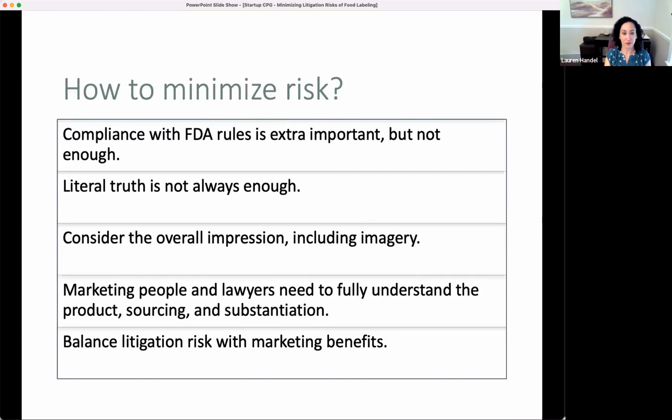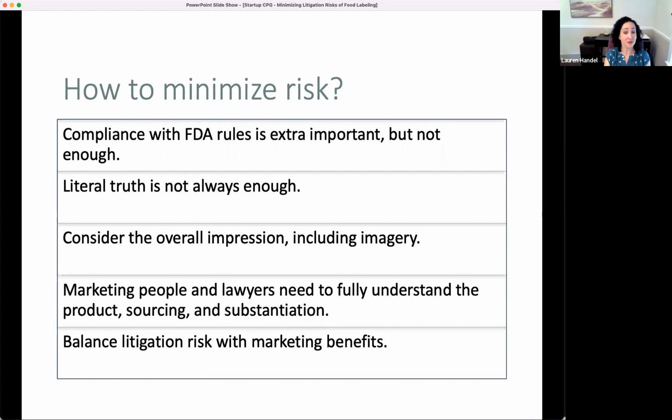So to put this in a nutshell, how can you minimize risk? As I mentioned, compliance with the rules is important. It's extra important these days because you're more likely to face enforcement from plaintiffs' lawyers than from regulators. And they really study the FDA regulations, and a lot of these lawsuits involve really technical, nitpicky violations of FDA regulations that the agency itself probably would never take action on, but they use as the basis for alleging that consumers are deceived.